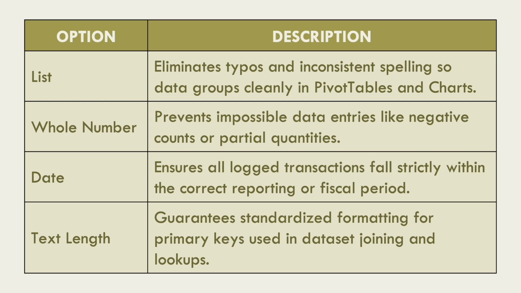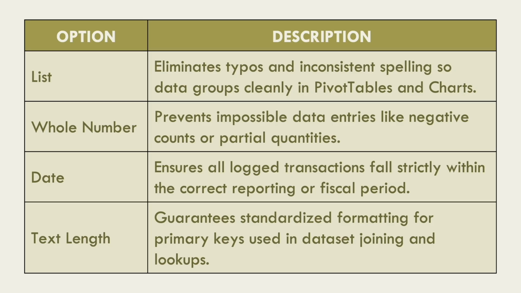The first option is list. List allows us to provide a fixed set of choices that users can select from. This helps eliminate typos and inconsistent spelling, which is important because consistent data allows Excel to properly group information when we create pivot tables and charts. For example, instead of asking someone to manually type the name of a department, we can simply provide a drop-down list containing the available departments.